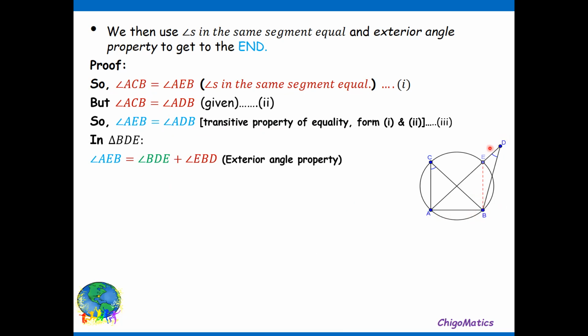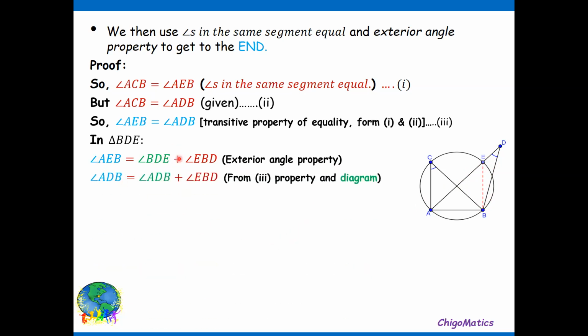Now, if we consider triangle BDE, the smaller one with a dotted side, the angle AEB, which is exterior to that triangle, is equal to the sum of the angle in D and the angle in B, angle EBD. We are adding these two to get our exterior angle. This is what we have here, the exterior angle property.